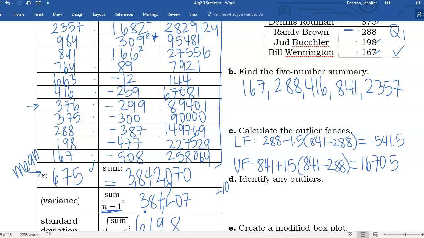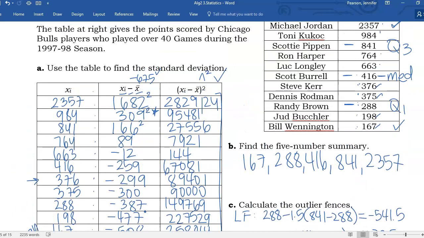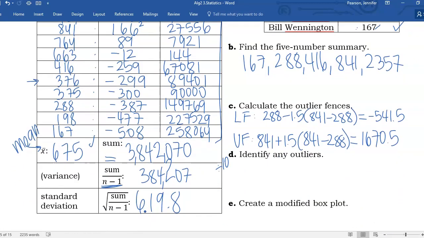Guess what? Michael Jordan is an outlier. He's not just an outlier. He's like 600 points higher than an outlier, right? Anything that would have been 1,700, 1,800, 1,900, 2,000, those are all outliers. 2357 is definitely an outlier.